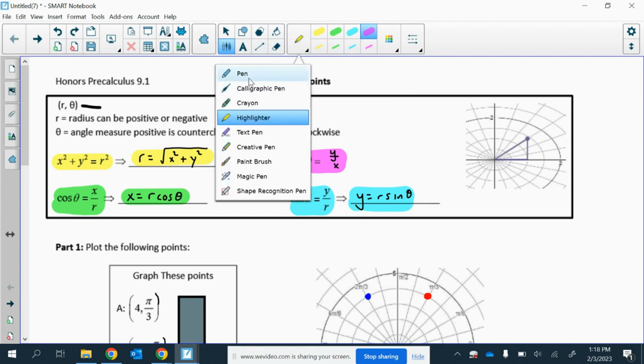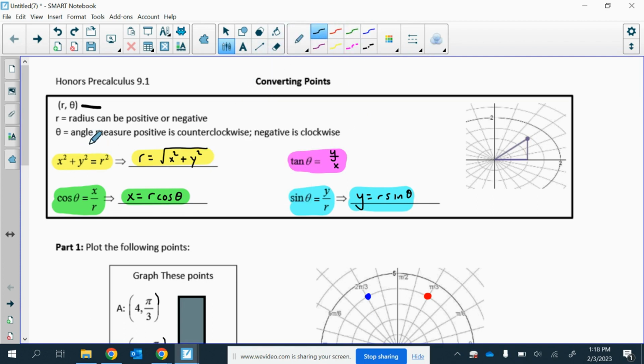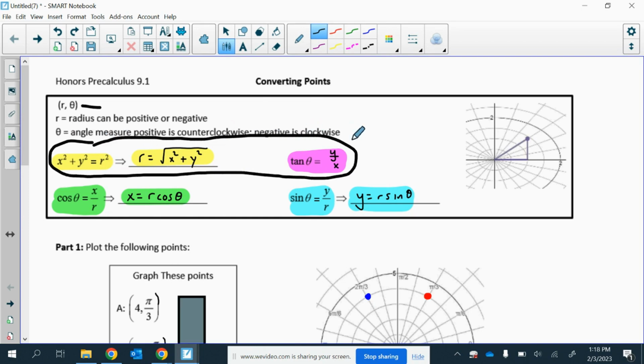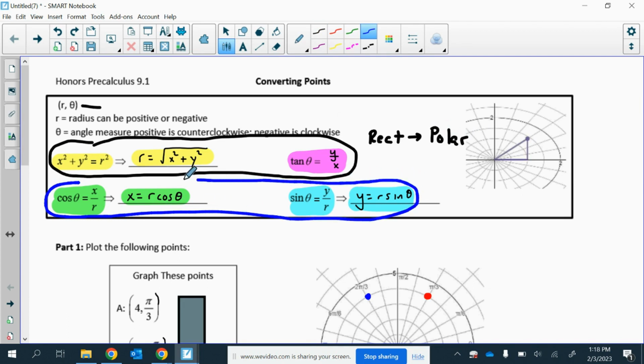So usually what we do is the top two are the situations we use to convert from rectangular to polar. And the bottom two, x equals r cosine theta and y equals r sine theta, are ways that we convert from polar to rectangular.